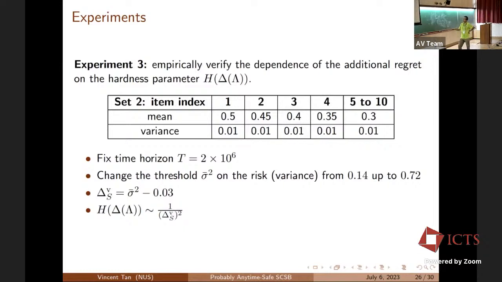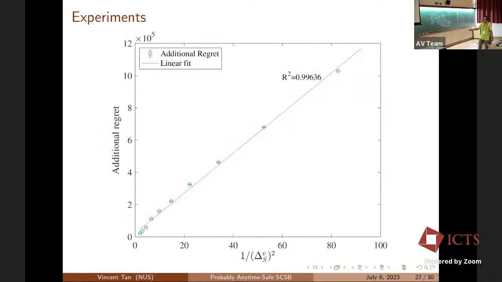So here I'm going to change the threshold on the risk of variance within a certain interval. Then I'm going to check whether the additional regret due to safeness checking depends on the hardness parameter as our theory predicts. What we should see is a straight line if we plot the additional regret due to safeness checking against the hardness parameter, which scales as the reciprocal of the square of the variance gaps. The blue dots are our experiments, and we have a line fit here, which looks reasonable. This is an empirical experiment to say that our analysis looks tight in the dependence on the gaps, as it should.